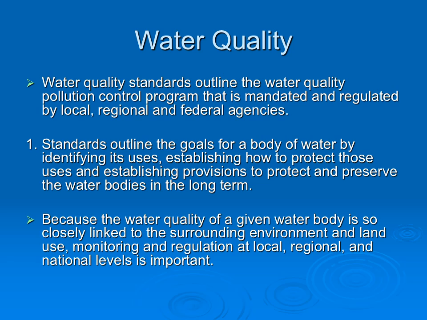Okay, so water quality, so physical, biological, and chemical, these are all monitored by water quality standards that outline the Water Quality Pollution Control Program. And any water quality standards are mandated and regulated by local, regional, and federal agencies. So standards outline the goals for a body of water by identifying its uses.